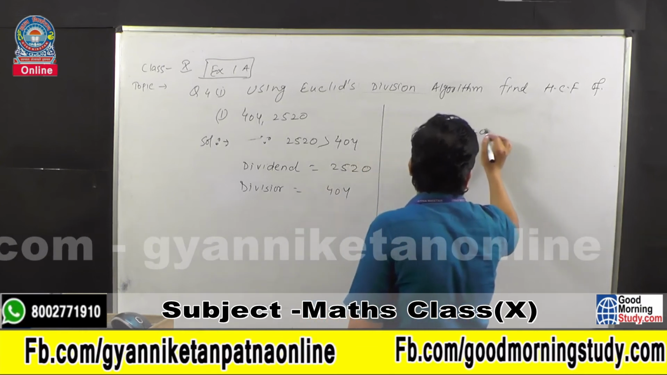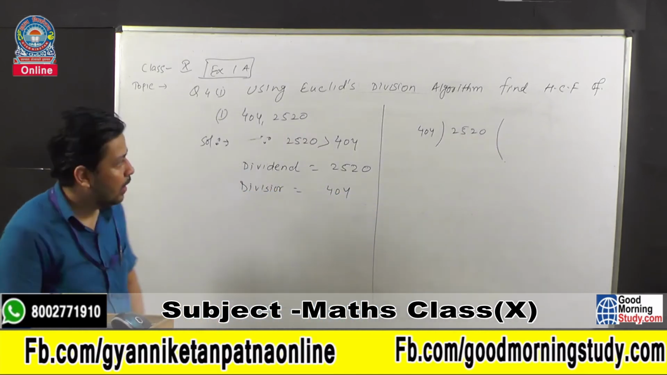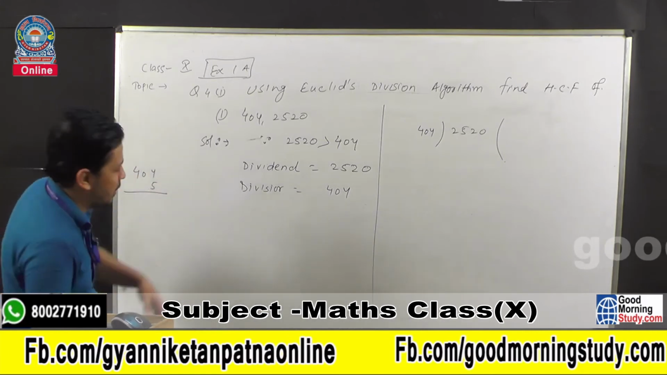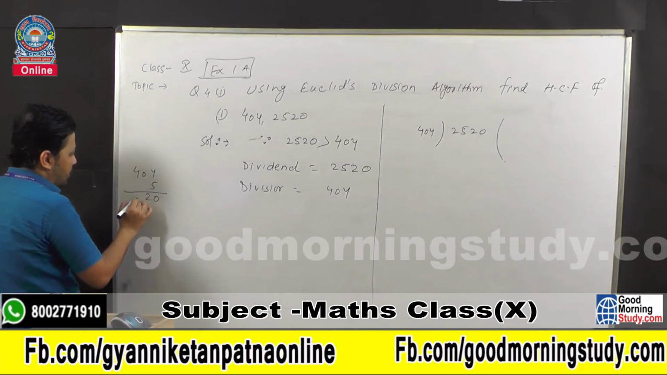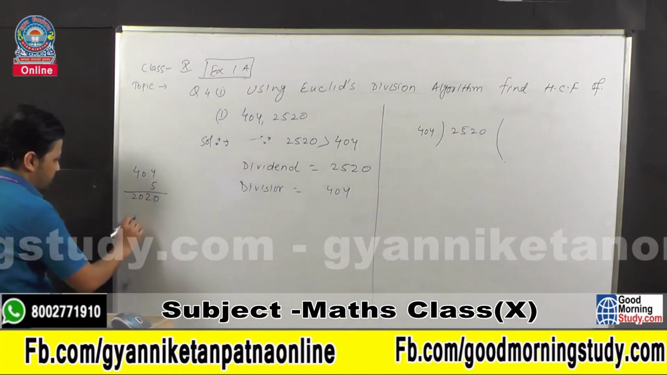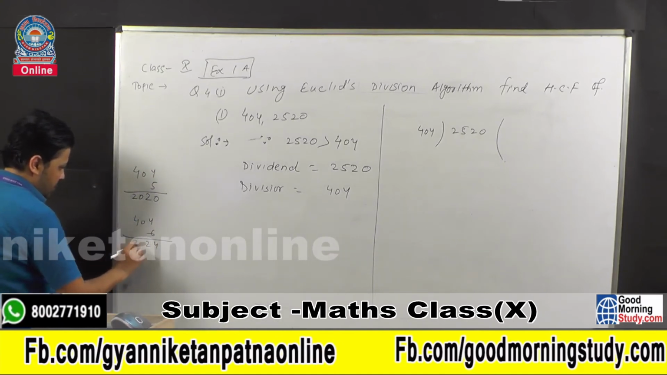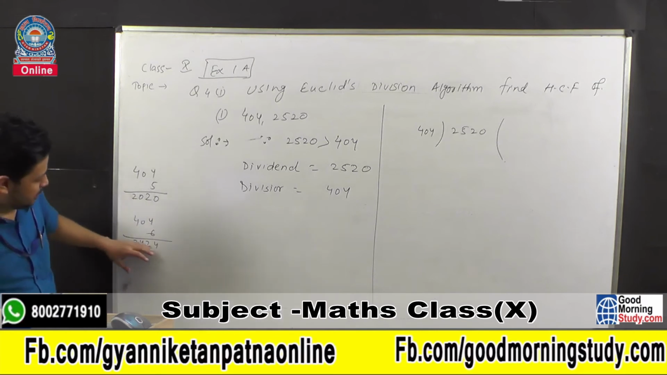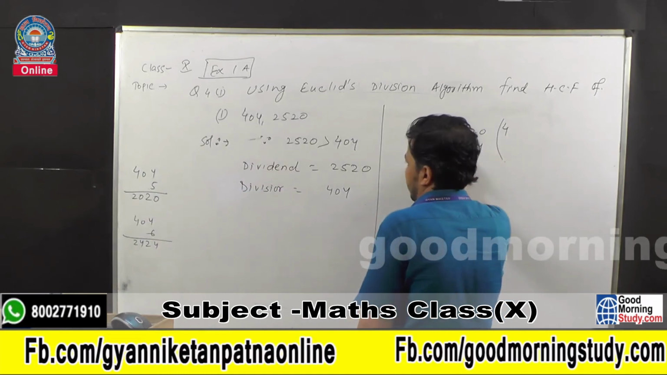404 में 2520 कितने बार में जाएगा? 6 बार में, 5 बार में. तो आइए देखते हैं. 404 को 5 टाइम्स में देते हैं. So 5 4s are 20, 2020. चेक कर लेते हैं 404 को 6 से एक बार. 6 4s are 24, 2424. तो कौन होगा? ये. Obviously this is higher than this one, then I will just use 404 times 5, 2020, not 2424.